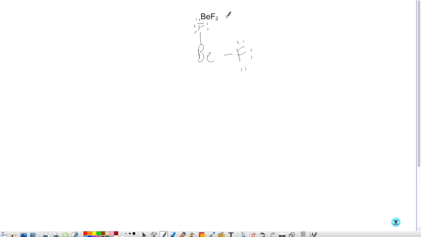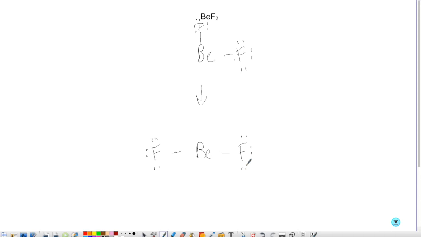So here's the problem. This is a pair of electrons here, and this is a pair of electrons here. And pairs of electrons don't want to be near each other. They want to be as far apart as possible. So I haven't actually drawn this correctly, right? It would be better for me to draw it like this, with my fluorines as far apart from each other as possible.